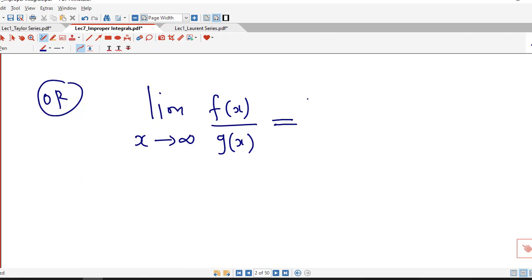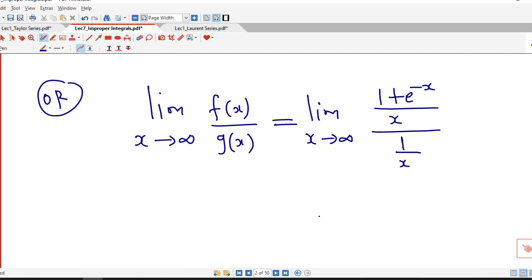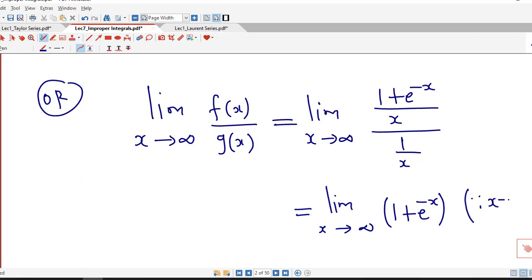So if I consider the limit of f(x) over g(x) as x tends to infinity, f(x) is nothing but (1 plus e raised to minus x) divided by x, and g(x) is 1 by x. So we can see 1 by x will cancel out and we have 1 plus e raised to minus x, and because x is running from 1 to infinity, x is non-zero, therefore 1 by x is also non-zero, so we can cancel out 1 by x.